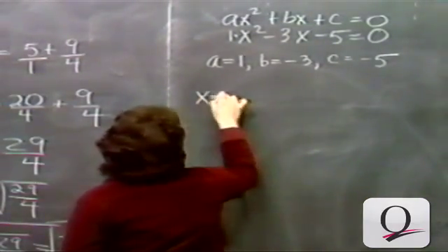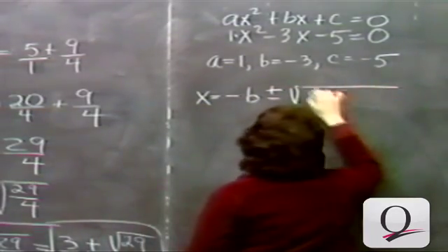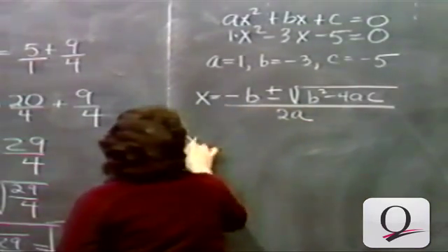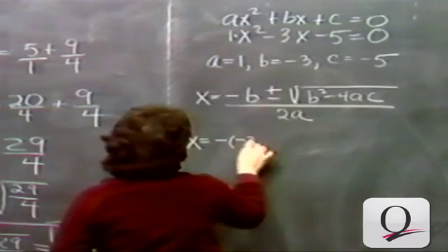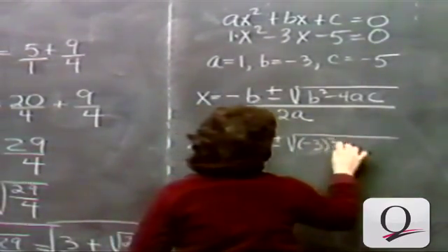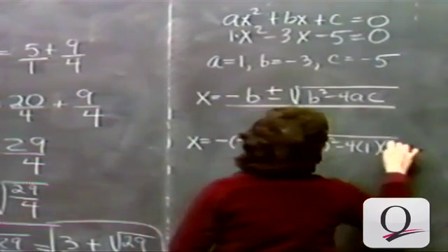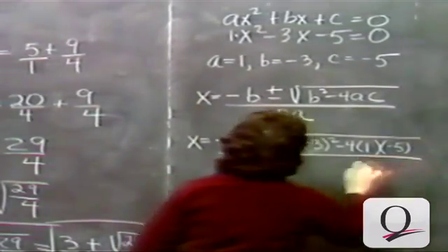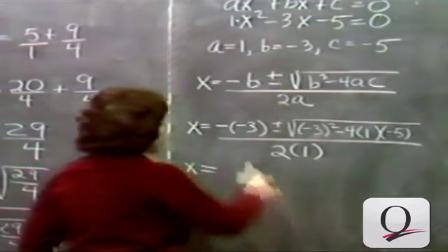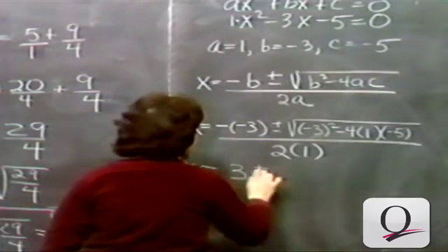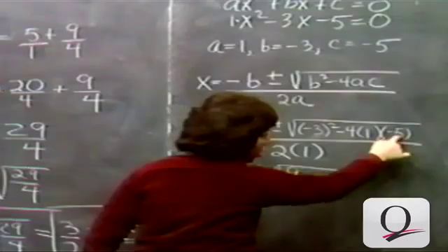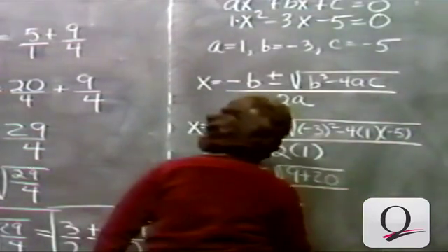Okay, and we substitute into the formula x equals minus b plus and minus the square root of b squared minus 4ac over 2a. This gives us minus b, that's minus 3, use parentheses, plus and minus the square root of b squared, that's minus 3 squared, minus 4, a which is 1, c which is minus 5, all over 2a. This gives us x equals minus a minus 3, that's plus 3, plus and minus the square root of minus 3 squared, that's 9, minus 4 times 1, that's minus 4, times minus 5 is plus 20, over 2.